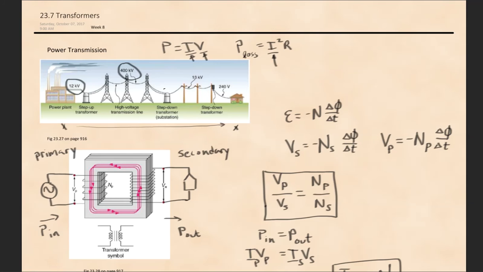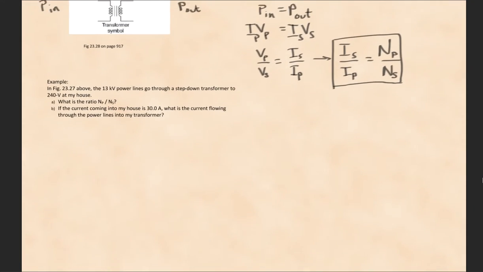Obviously, I don't want 400 kilovolts coming into my house, and so once I get close to my house, there's a step-down transformer where I change the 400 kilovolts down to 13 kilovolts, and then this gets spread out to the neighborhood, and then at an individual house, the 13 kilovolts then gets stepped down to 240 volts that comes into my house. So let's take a look at an example.